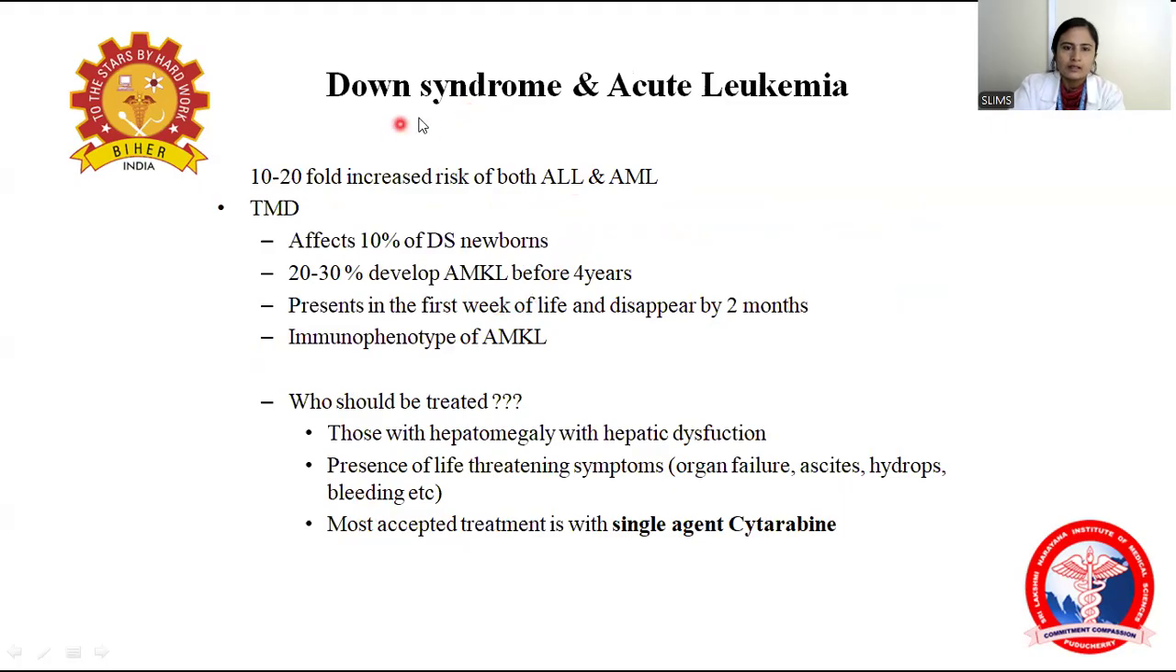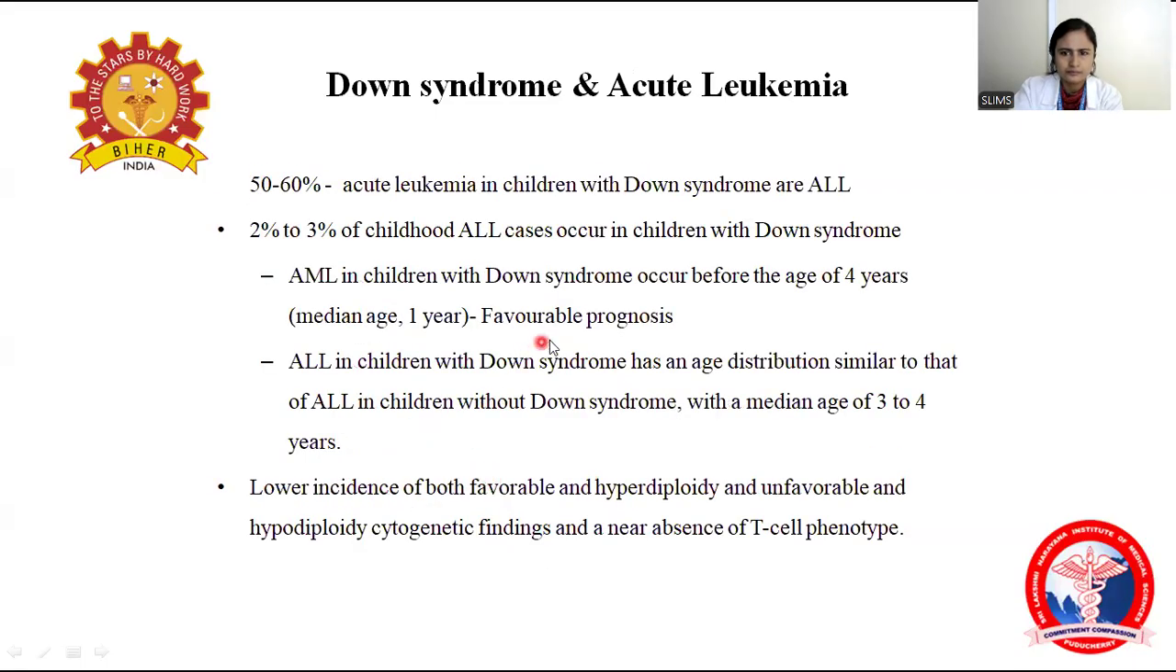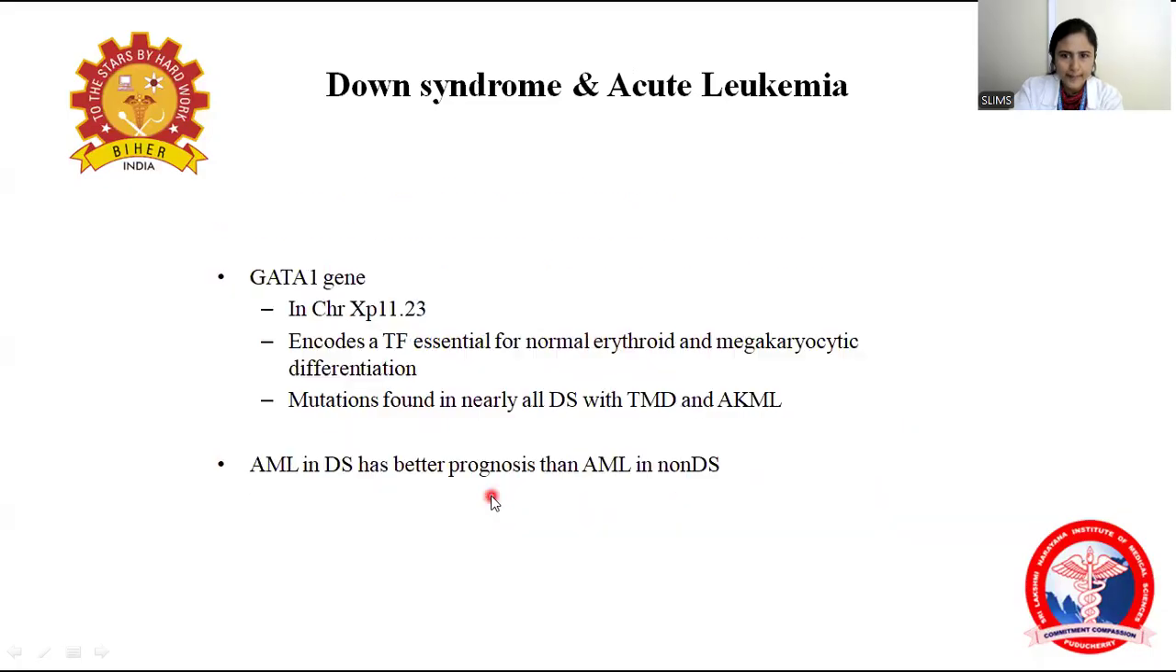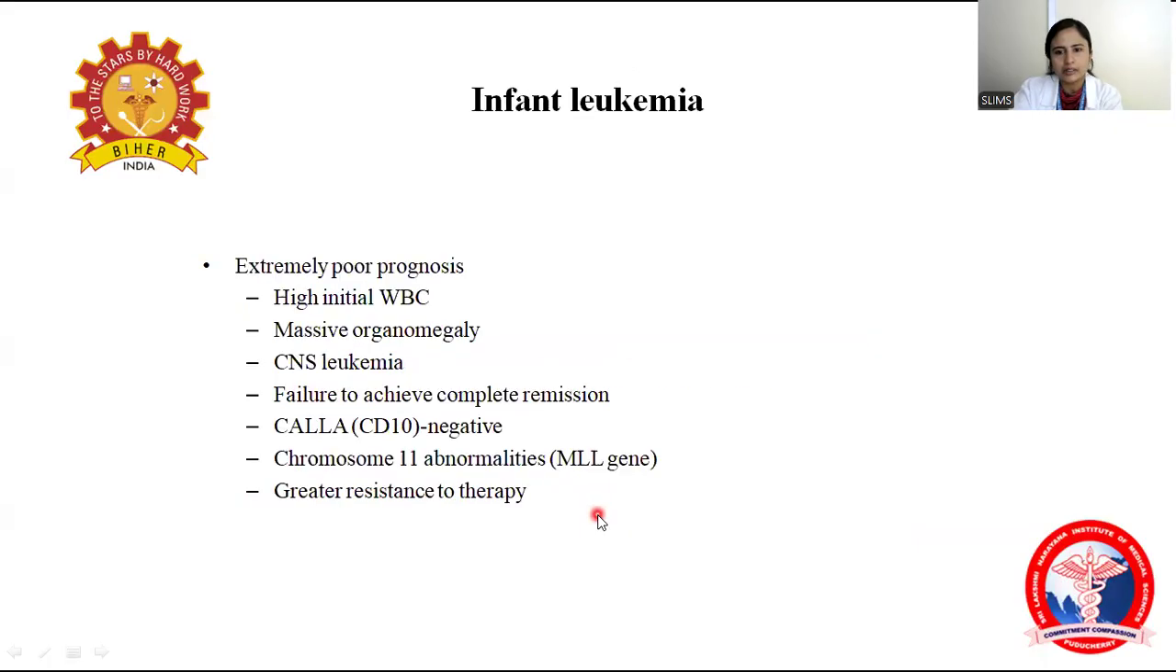Coming to acute leukemia and its association with Down syndrome. Down syndrome has a 10 to 20-fold increased risk of both ALL and AML. If they are less than 4 years, they have a higher incidence of developing AML, and more than 4 years they are more prone to develop ALL. In AML, they are more prone to M7 AML. AML in Down syndrome has a better prognosis than AML in non-Down syndrome.